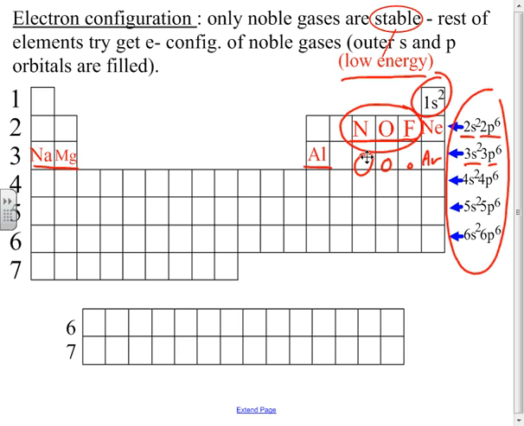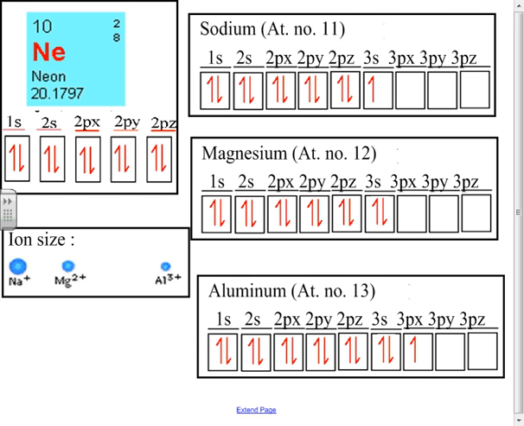Now let's look at the three metals after neon: sodium, magnesium, and aluminum. And again, neon has 10 electrons, but sodium has 11 electrons. So for sodium to become stable, it must lose one electron, and that is going to give it 11 protons, 10 electrons. Now you've got one more proton than electron, so that's going to give it a positive 1 charge.